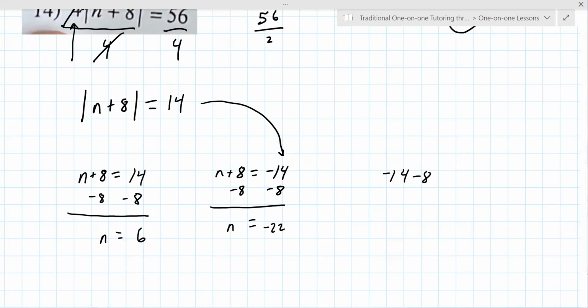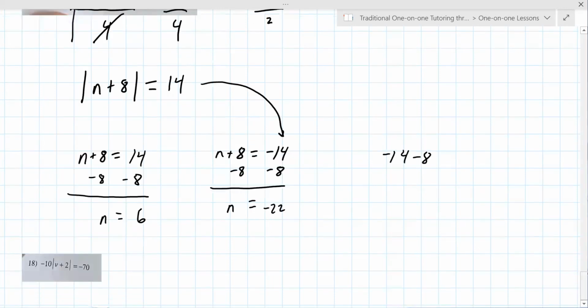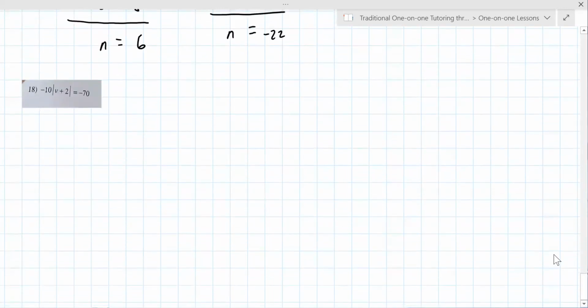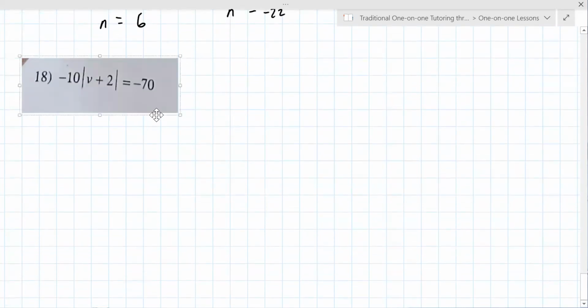Okay, so we're going to do 18 next. 18 is really, really similar. When you look at 18, and we are going to go back and do 16, these problems are fundamentally the same. You just do the same thing to solve this one. So what is keeping the absolute value v plus 2 from being by itself? What is this number right here that I'm circling? What number is that?